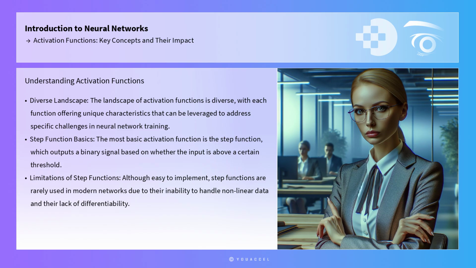The landscape of activation functions is diverse, with each function offering unique characteristics that can be leveraged to address specific challenges in neural network training. The most basic activation function is the step function, which outputs a binary signal based on whether the input is above a certain threshold. Although easy to implement, step functions are rarely used in modern networks due to their inability to handle nonlinear data and their lack of differentiability, which is essential for backpropagation.